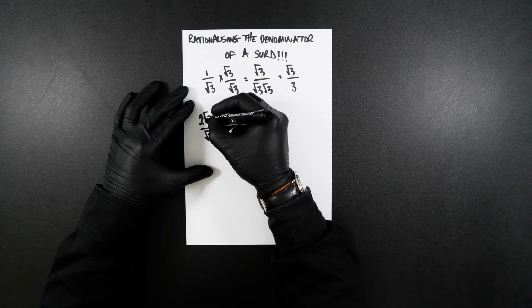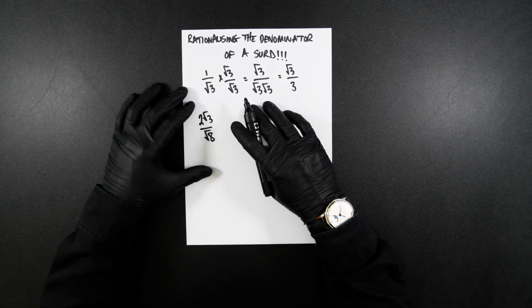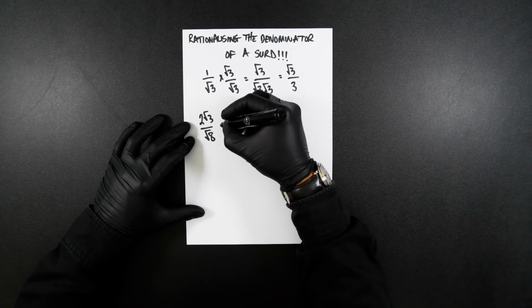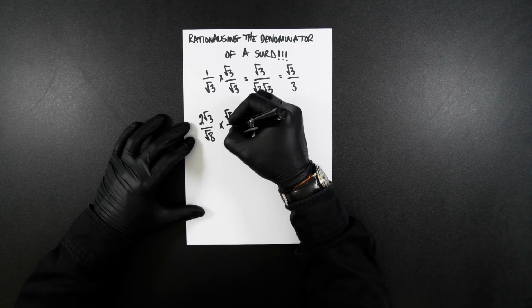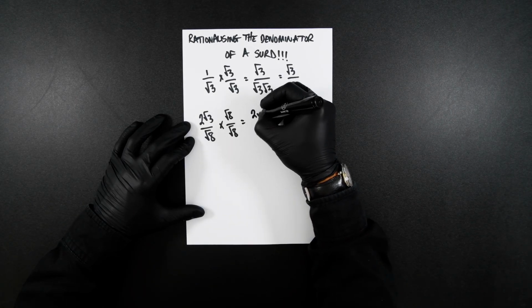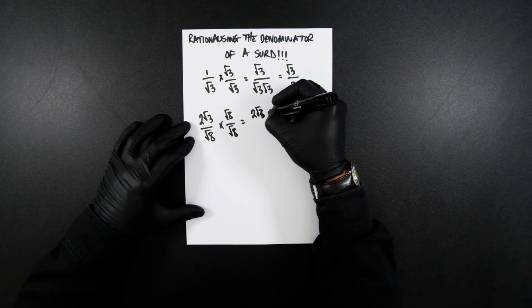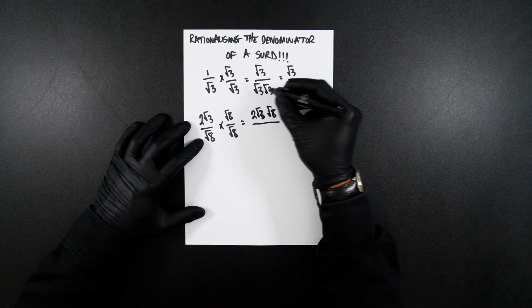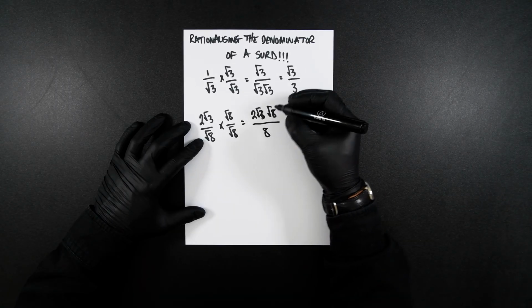So we have 2 root 3 over root 8. We multiply the numerator and the denominator by root 8. So you're going to get root 8 over root 8. And so then that's going to become 2 root 3 root 8 over root 8 times root 8, as we know here, is just going to be 8.